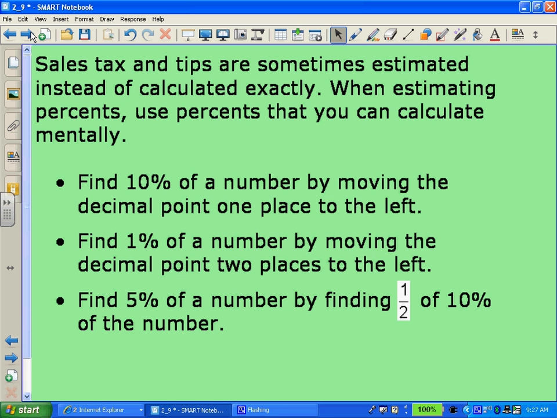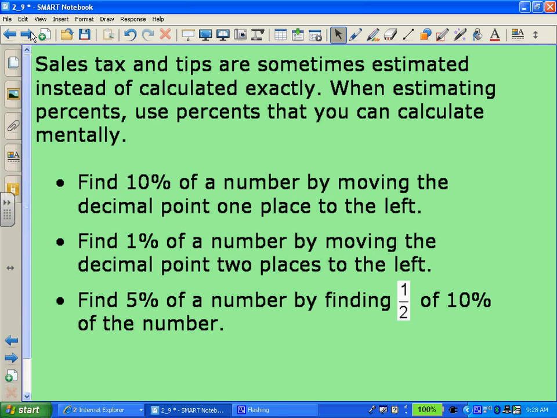Now the next thing we have in this section, the next and the last thing, is estimating sales tax and tips. Now I know that all of you probably have a tip calculator on your cell phone, and that's awesome. But I just want to quickly cover here, how can you estimate a tip or estimate sales tax without having to dig out your cell phone and put in the tip calculator. So I have 3 rules here that if you know these rules, it makes it really easy to estimate things.